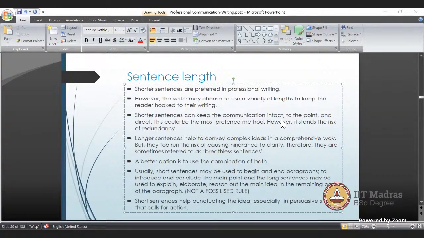But what is the risk associated with it? The risk associated with it is that it can sound very redundant. Imagine me writing a paragraph that has 10 sentences, or say 5 sentences, and all 5 sentences are short. How does it look? Unless I have some very different kind of purpose to achieve, for a normal writer it's going to look very redundant. It's going to sound very monotonous. It's not going to excite the reader. It's going to sound really boring.